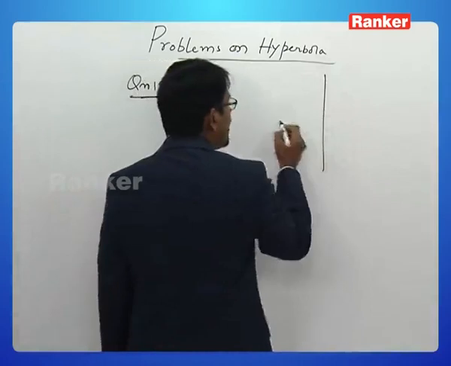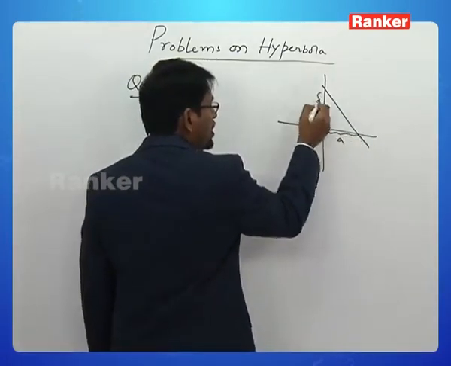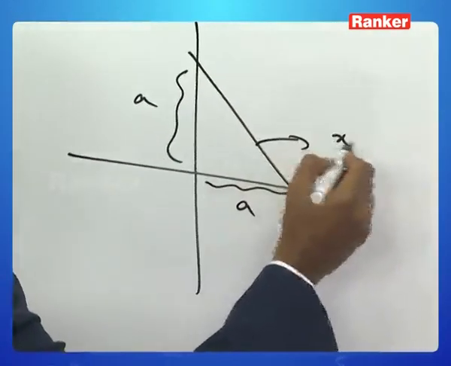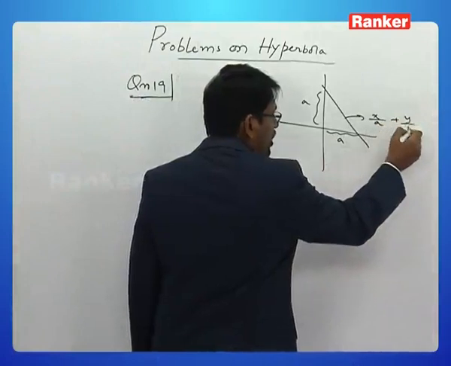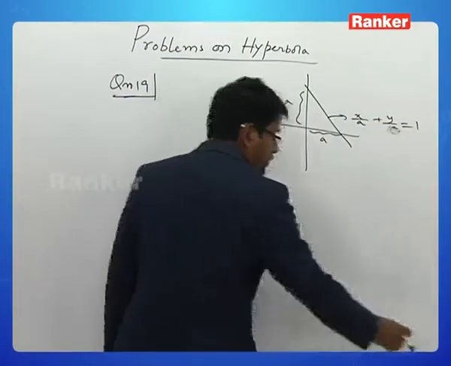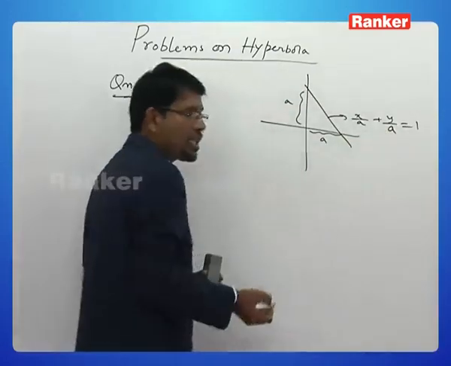See, for example, you have a line like this. This is a and this is also a. What is the slope of this? This is in the form of x/a + y/a = 1, and therefore the slope of this is −1.